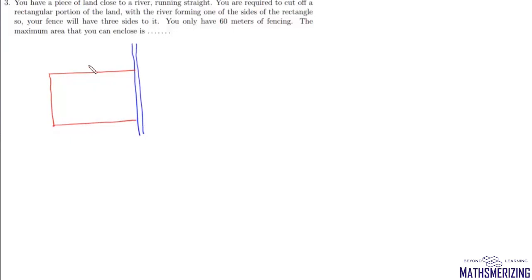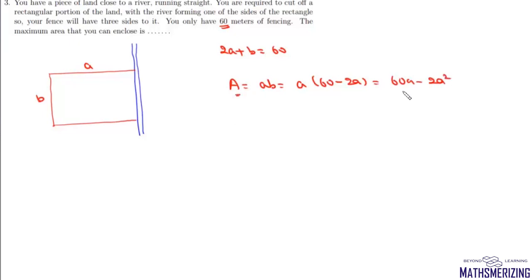So let this length be A and let it be B. Now the length of this wire is 60 meters. So that means 2A plus B, and this value is equal to 60. Now we need to maximize this area. So we'll write this area. This area will be A into B, and we can write B as 60 minus 2A. So it will be 60A minus 2A square.